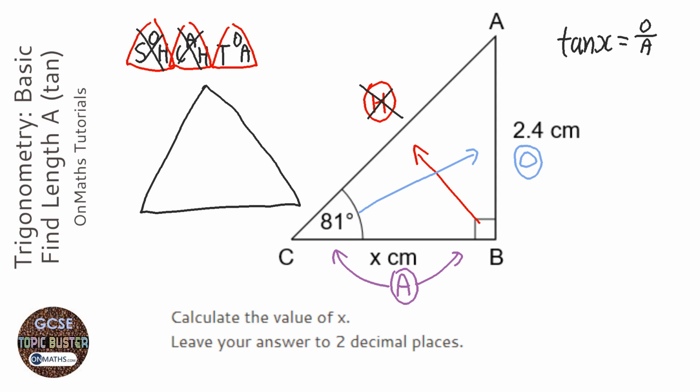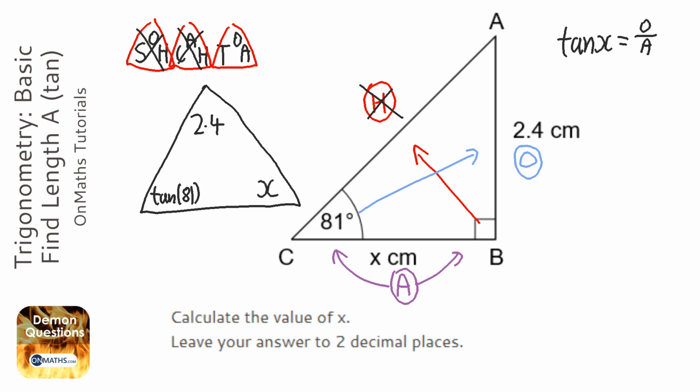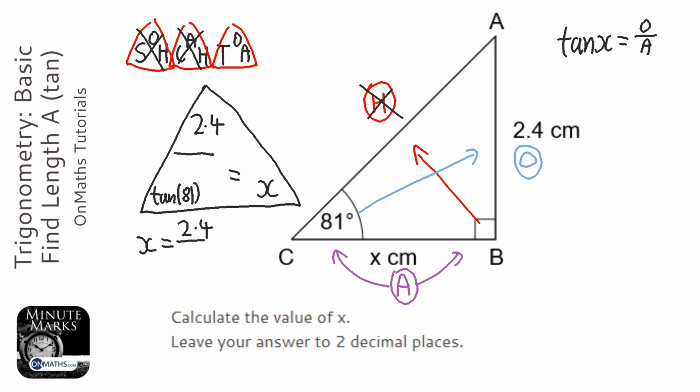Now T stands for tan, the angle. Well, the angle in the question is 81, so it's going to be tan 81. Okay, the O stands for opposite, which in this question is 2.4, and the A stands for adjacent, so that's the X. Now the way of using this triangle is if we've got a number at the top and a number at the bottom and the unknown's at the bottom, then to get the unknown we do 2.4, the number at the top, divided by tan 81. So X equals 2.4 divided by tan 81.